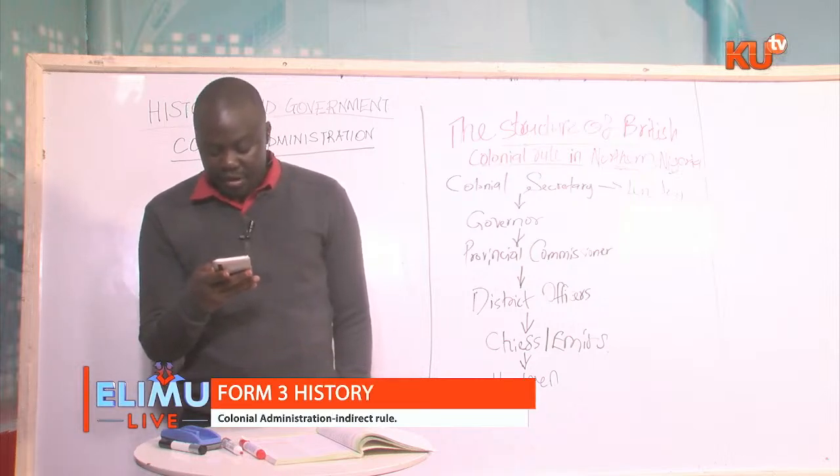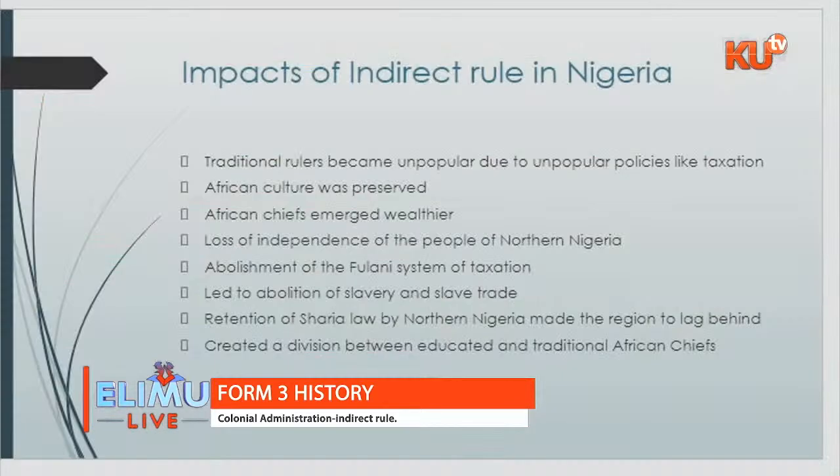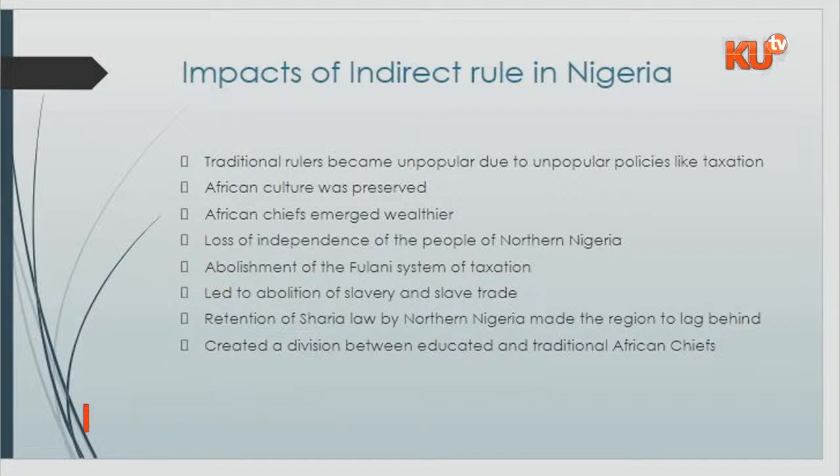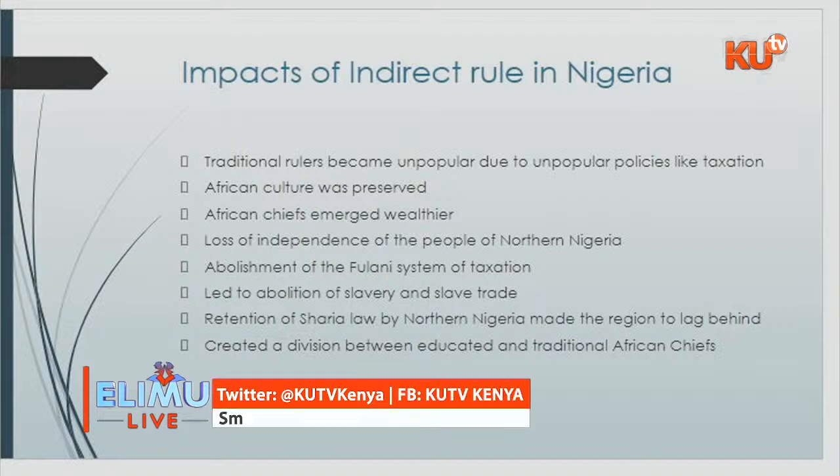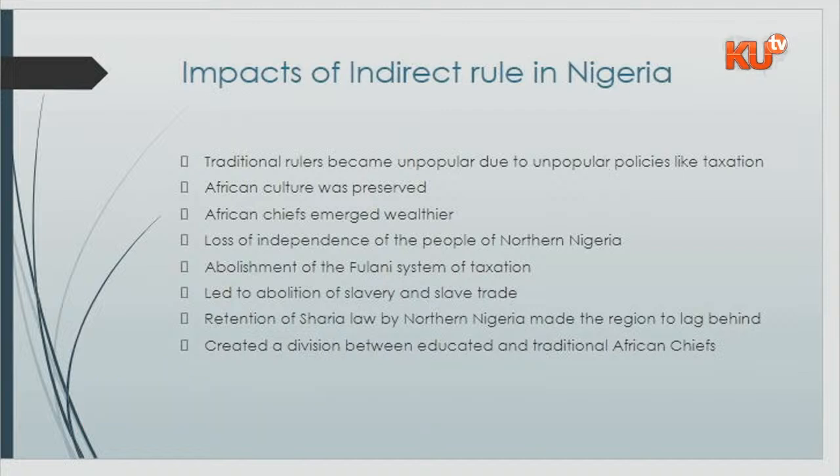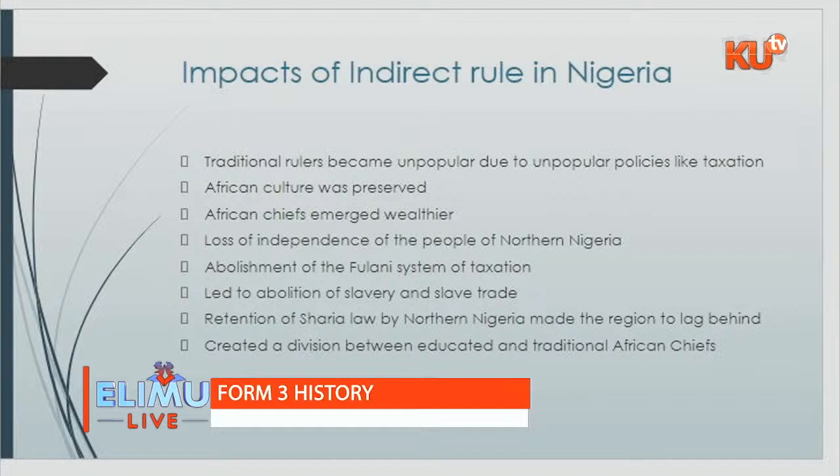Then again, the loss of independence of the people of northern Nigeria. This was very automatic. As the colonialists enabled them to rule themselves through indirect rule, they were not fully independent, because they operated under the laws, the taxes, the levies, and the administration of the British. Remember, at the top were the colonial secretary, governor, provincial commissioner, and district officers, who were all whites. It was only the chiefs and emirs who controlled the people, meaning they had lost their independence at the end of it all.